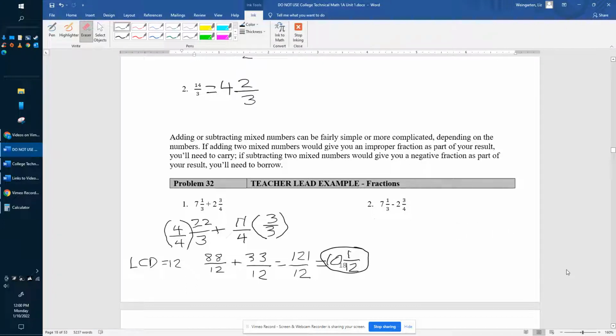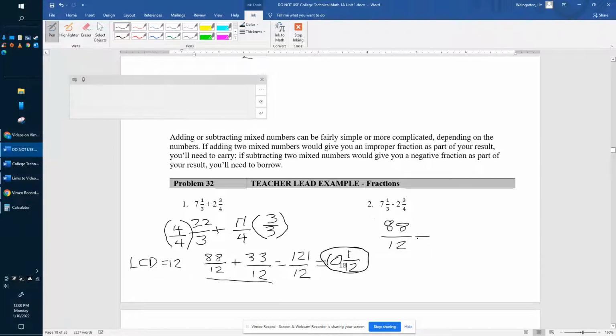So we did these calculations already, changing 7 1/3 into a number over 12 and 2 3/4 into a number over 12. So let's not recreate the wheel here. Let's just use what we already calculated right here. 7 1/3 is going to be 88/12. 2 3/4 is 33/12. Subtracting these two, and we get 55/12.